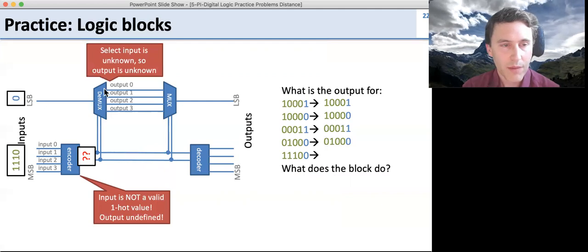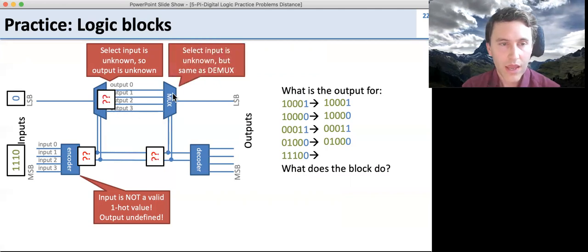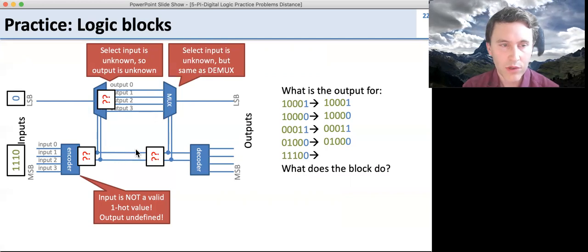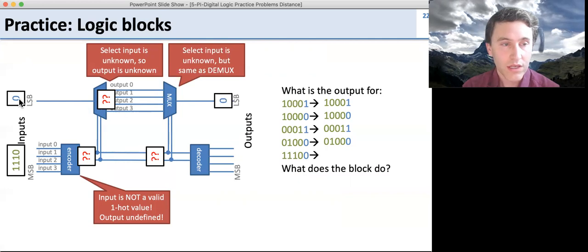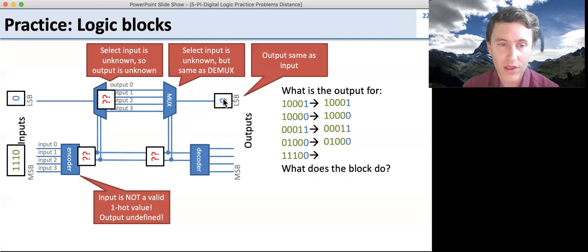Now, if you look at what happens on the demux here, we don't know which one of these it's going to choose, but it's going to choose one of them. And the mux is going to choose the same one. So they get the same inputs to control them. So they're both going to choose the same one, but we don't know which one it is. So this 0 is going to go on one of these wires and come out the other end. So we're going to get the same value over here.